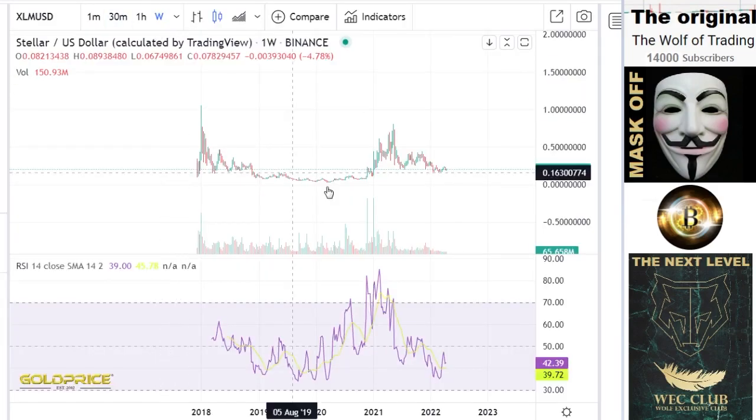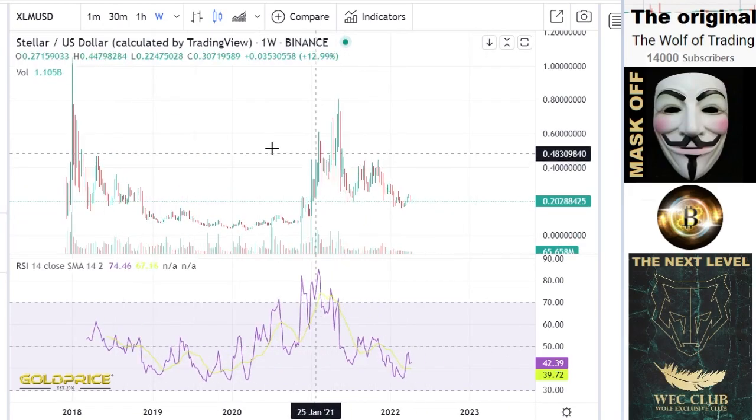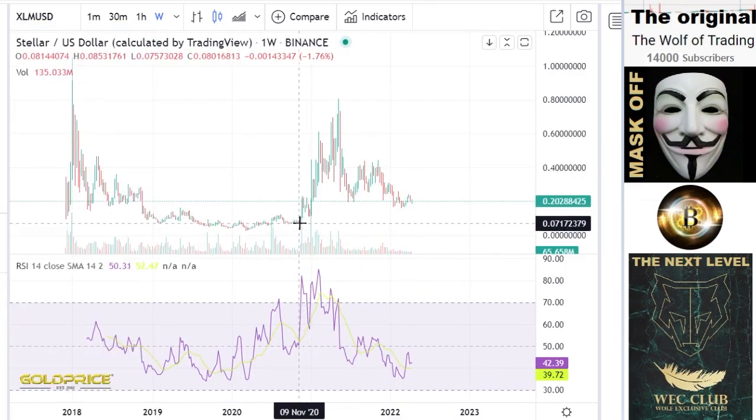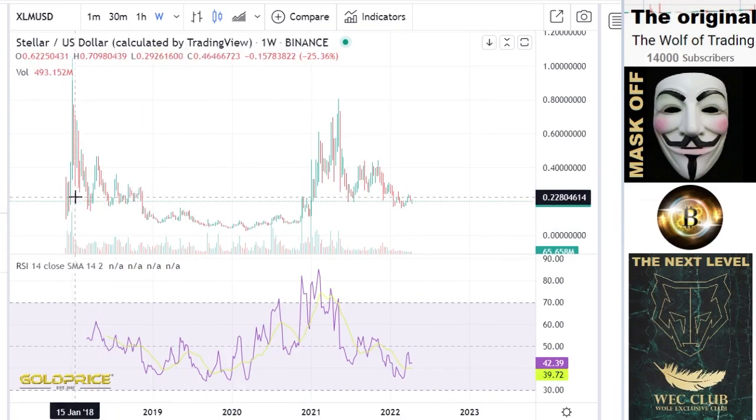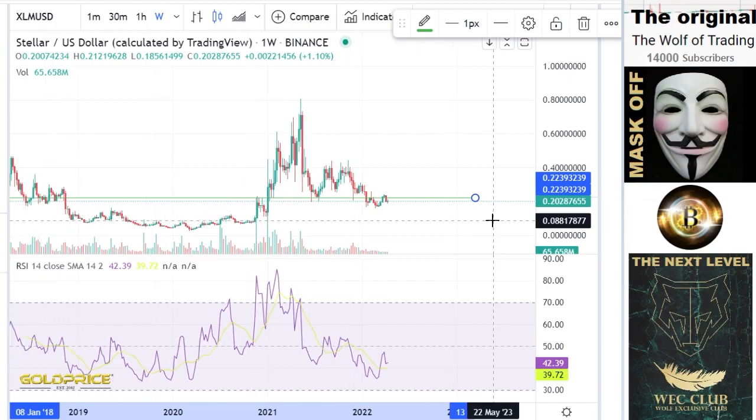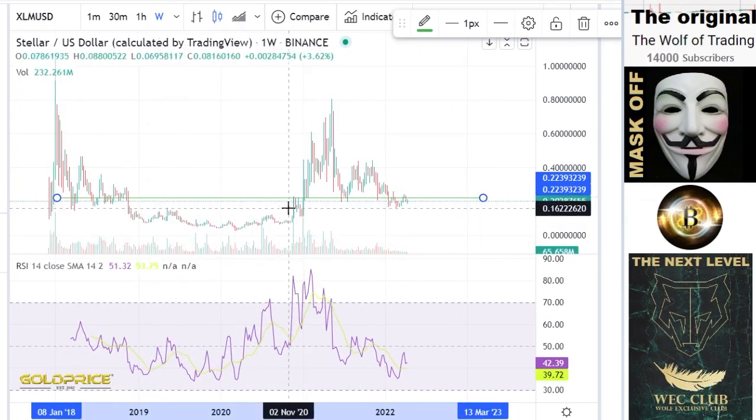We're looking here today at Stellar. Stellar fans, I know you hope that the price is going to the downside, but please look here at this resistance that Stellar has. You can see on this point we were sitting, then we fell.